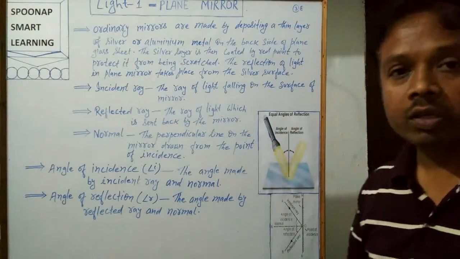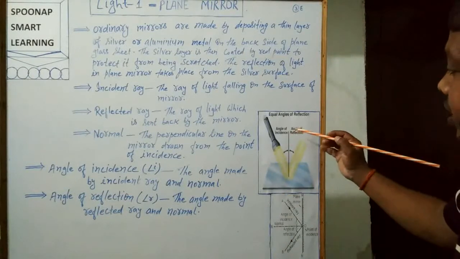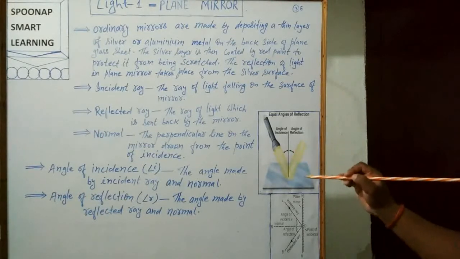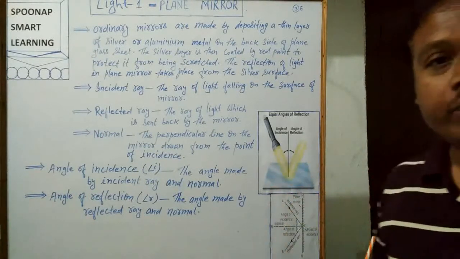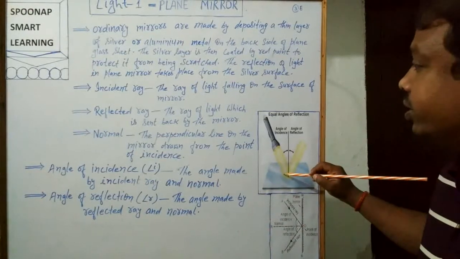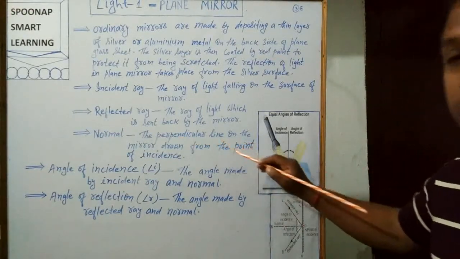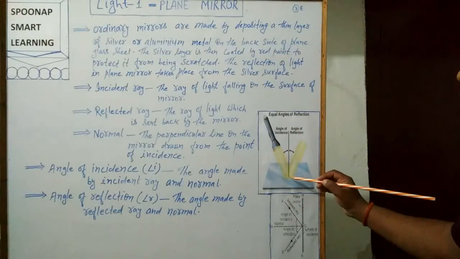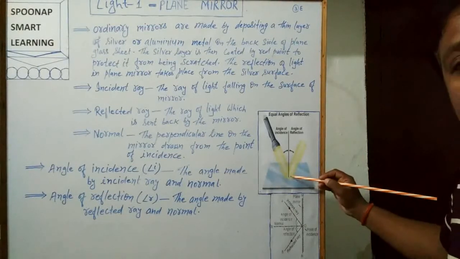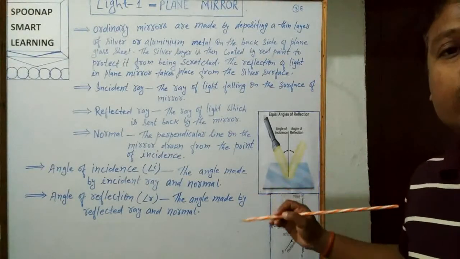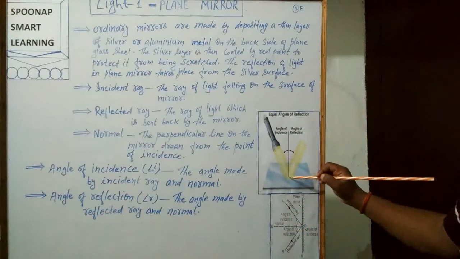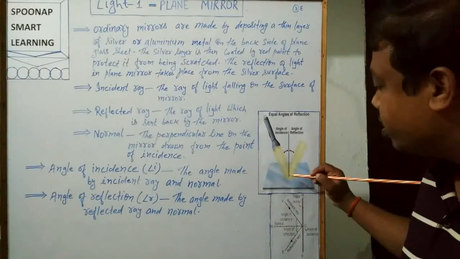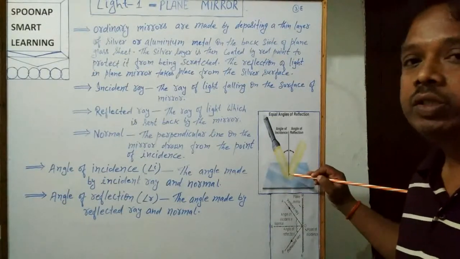Third is normal. What is normal? A perpendicular line is drawn on the plane mirror from the point of incidence. Okay? This is known as the point of incidence. Why is it known as the point of incidence? Because the incident ray strikes here, and from here the reflection takes place. So this point is called the point of incidence.